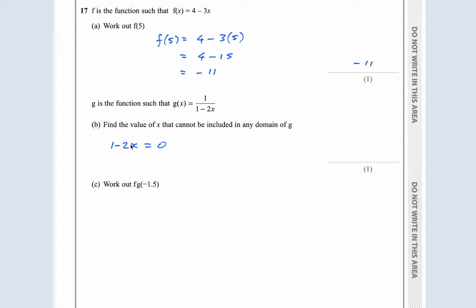So I'm going to define the value of x that I can't use. I'm going to say, well, what is the value of x when it does equal 0? So I just solve this equation. 2x equals 1, x equals a half. So the answer is a half, or 0.5.